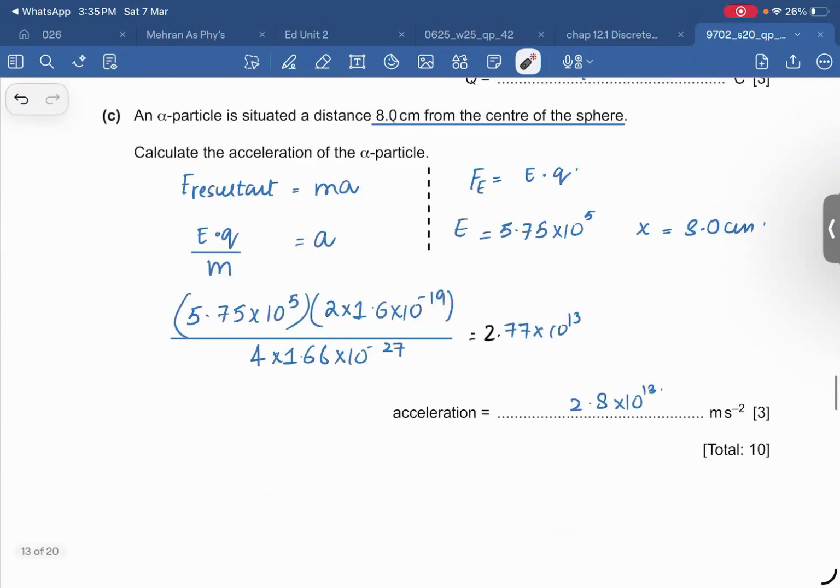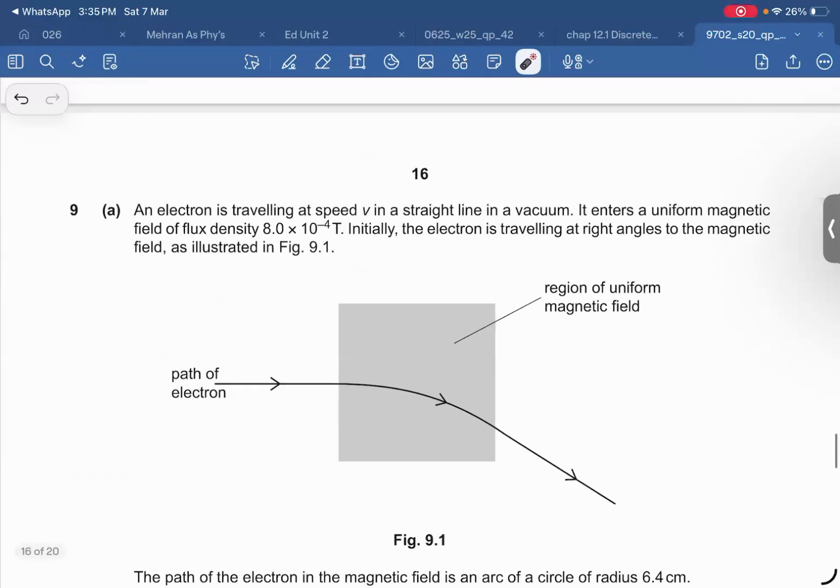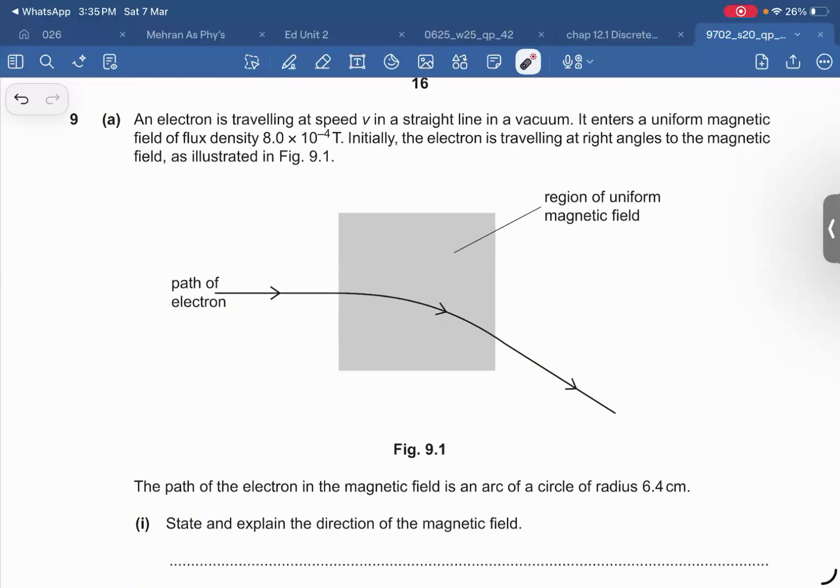And the third thing is the band theory. This is also removed from the syllabus. Now we have the magnetic field. Can you guys please read the question?